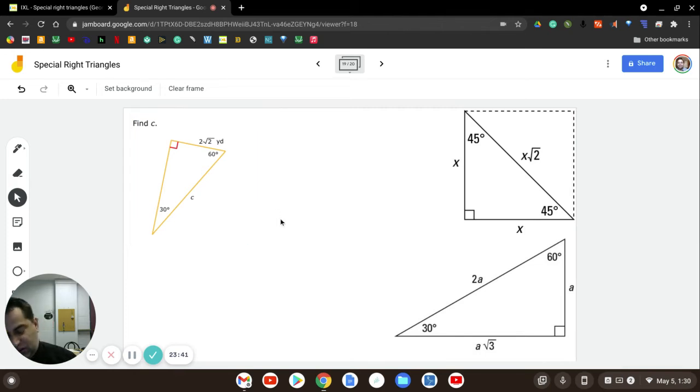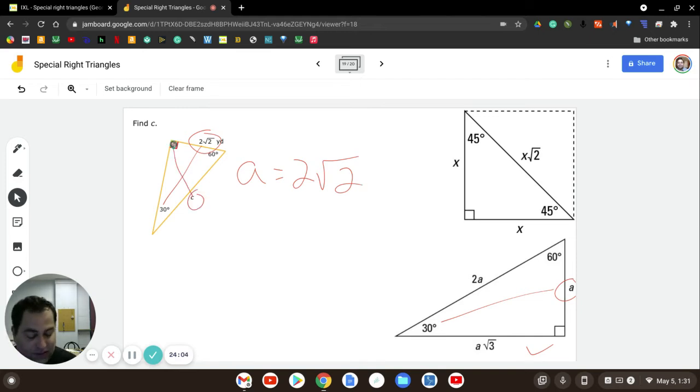All right. In this problem, I have a 30, 60, 90 triangle. I know that 2 square root of 2 is opposite 30 degrees, so A is equal to 2 square root of 2. What am I trying to find? I'm trying to find C. C is opposite the 90-degree angle. Opposite the 90-degree angle is 2A. So I know that C is equal to 2A.